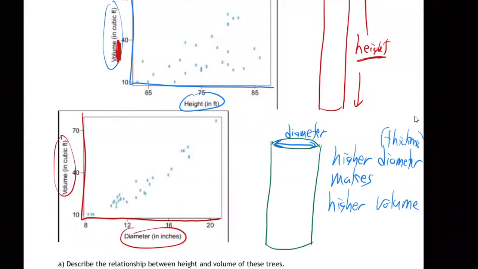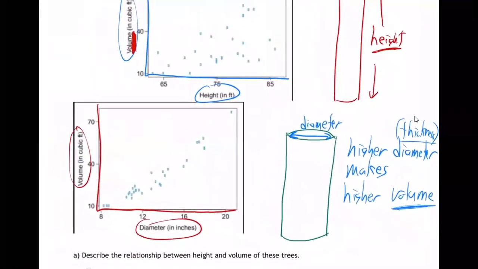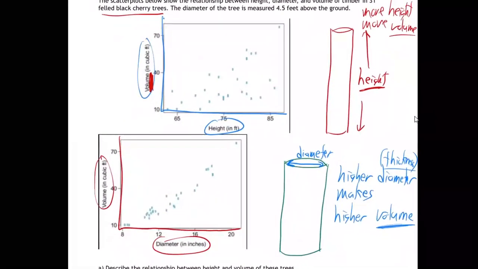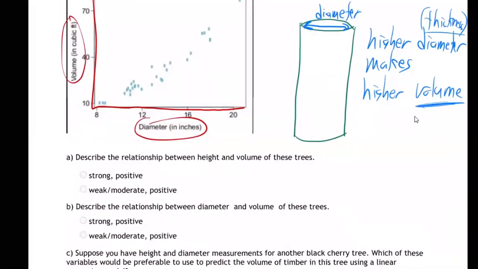So the thicker the tree, the more amount of wood you're going to get from it. But also, the more height, the taller the tree is, you're also going to get more volume of wood, right? Taller trees give you more wood, and thicker trees give you more wood. That's what these graphs are showing. And see how the dots kind of go up in a line a little bit? And these ones really go up in a line, don't they?